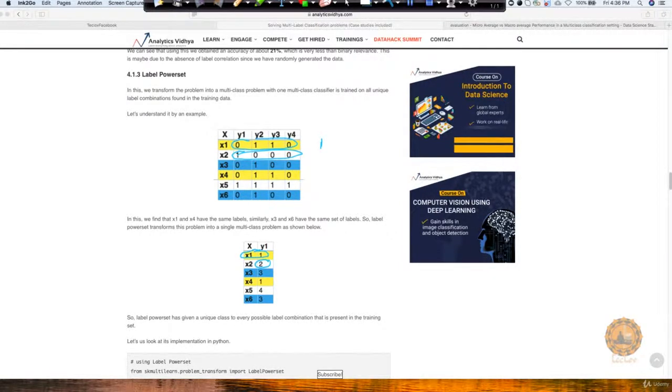So let's give it a number 2. Okay. So now let's look at the third one. This is a different pattern from the above two. So let's give it a number 3. So I've written down here also as number 3.